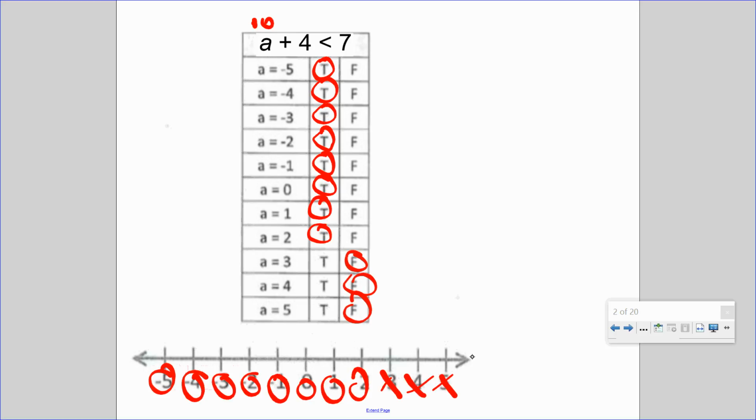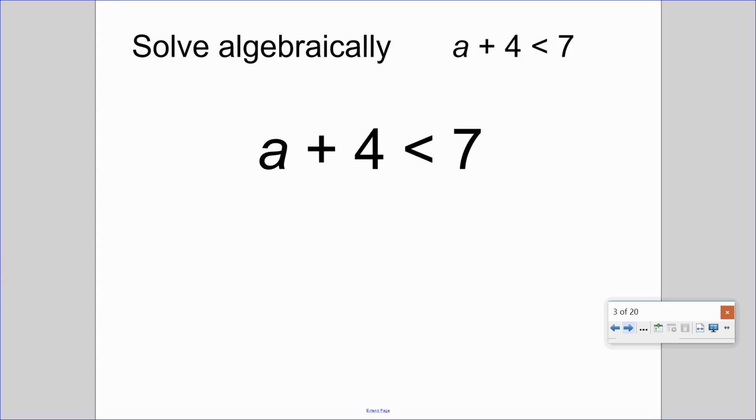Some people like using different options, like guess and check, guess and check. There must be a faster way. How about solving this algebraically? A plus 4 is less than 7. Can I isolate A? Think of it like an equation, except instead of an equal sign, you're using an inequality.